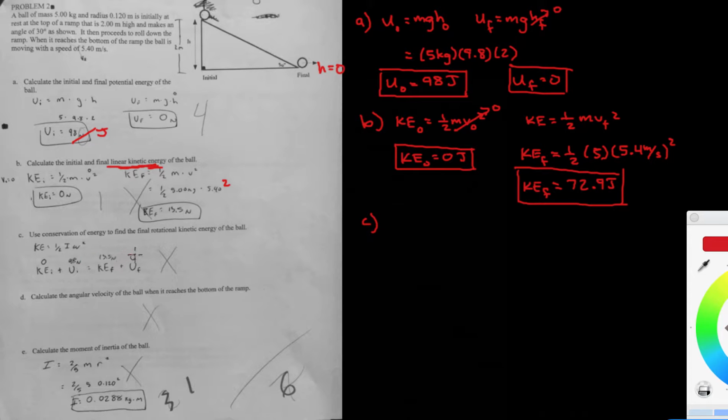Use conservation of energy to find the final rotational kinetic energy of the ball. So the initial energy of the ball would be the initial rotational energy plus the initial translational kinetic energy plus the initial gravitational potential energy. And that'll equal the final rotational kinetic energy plus the final kinetic energy plus the final gravitational energy.